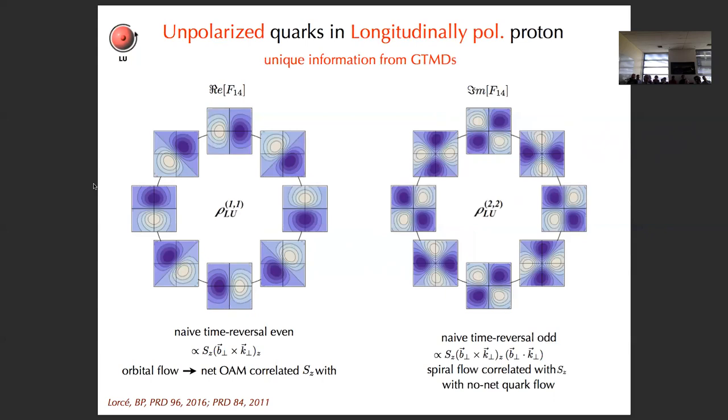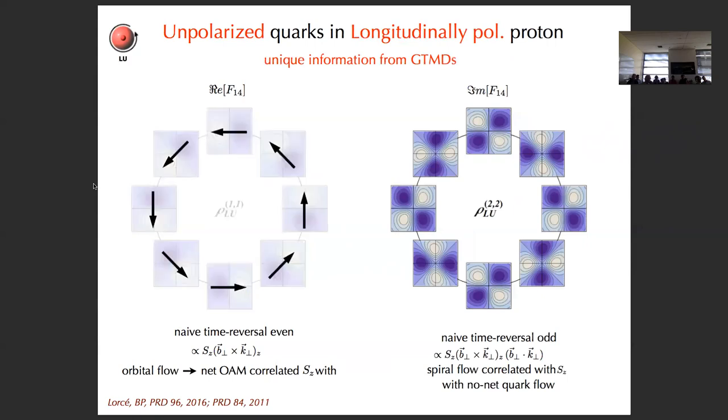In the naive time reversal even case, you see now some dipole structure, and the dipoles are oriented in the perpendicular direction with respect to the b vector. So in this case, we have a radial flow. And in particular, this radial flow means that you have some orbital angular momentum. In this case, it's flowing in this direction, clockwise or anticlockwise. It means that your orbital angular momentum is directed perpendicular to the plane, which is the same direction as the polarization of the nucleon. So in this case, we get some information about the correlation between the orbital angular momentum of the quark and the spin of the nucleon.